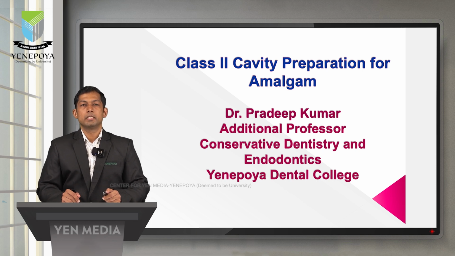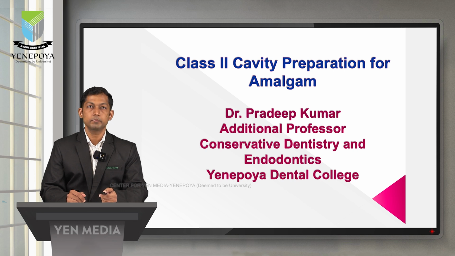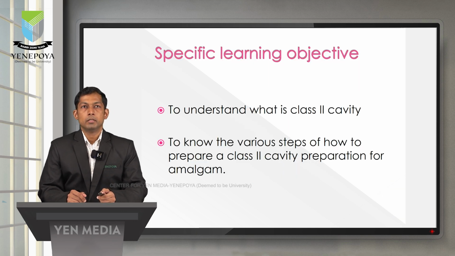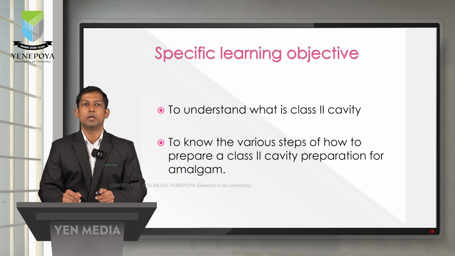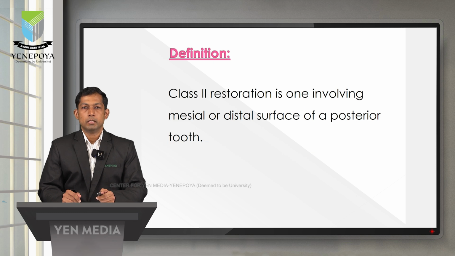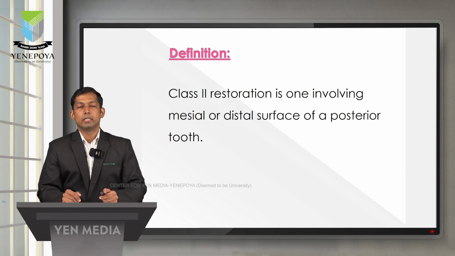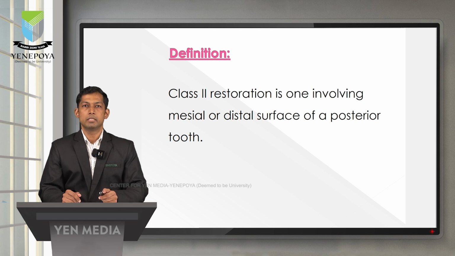My topic for presentation now is Class 2 cavity preparation for amalgam. The specific learning objective for this topic is to understand what is Class 2 cavity, to know the various steps of how to prepare a Class 2 cavity preparation for amalgam. So let us see what is a Class 2 cavity. A Class 2 cavity or a restoration is one involving mesial or distal surface of a posterior tooth.